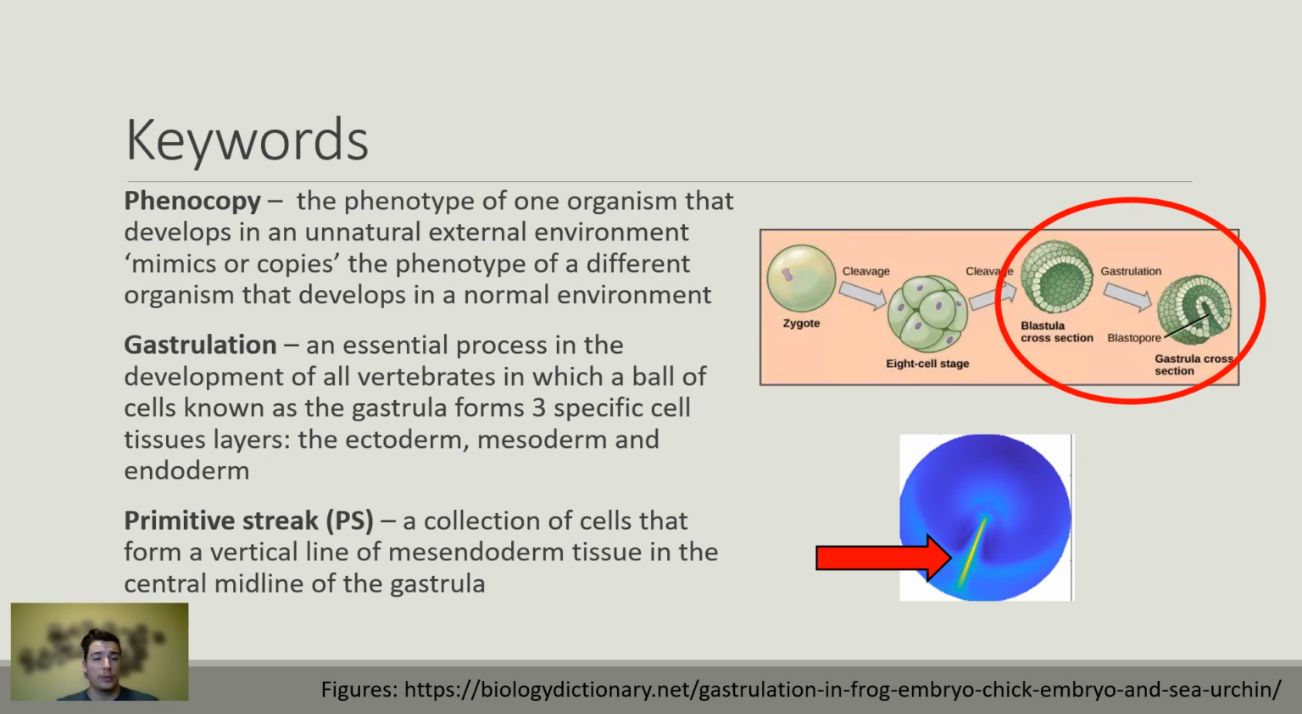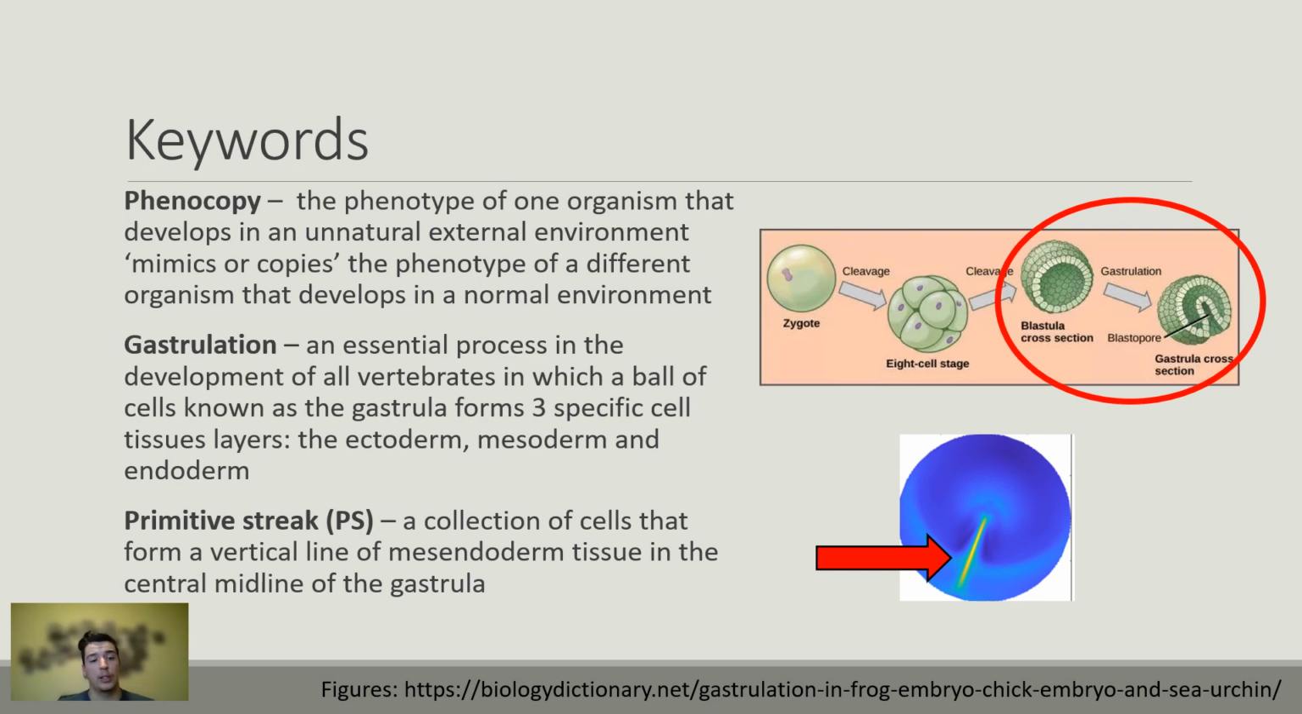The term gastrulation basically is an essential process in the development of all vertebrates in which a ball of cells known as a gastrula forms three specific cell tissue layers: the ectoderm, mesoderm, and endoderm. This is a very crucial part of development, and it allows our cells to be more specialized and differentiate further into the different components of our body.